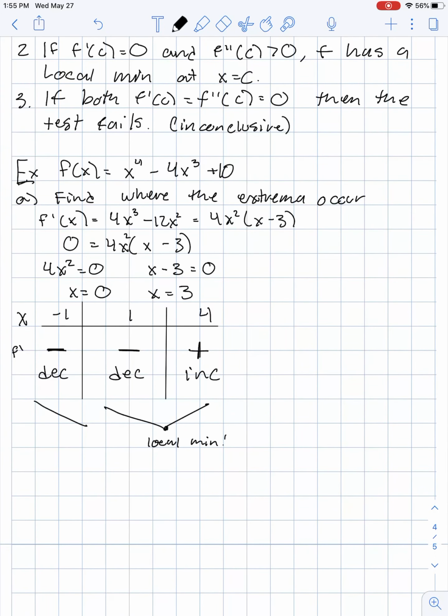So we can say that f of x has a local min at x equals 3. Okay?